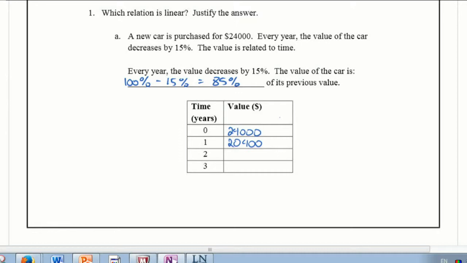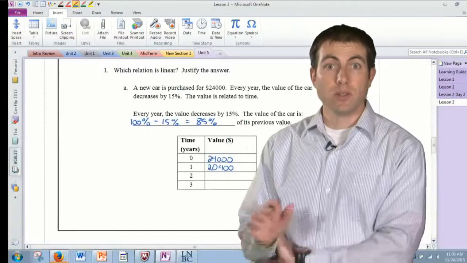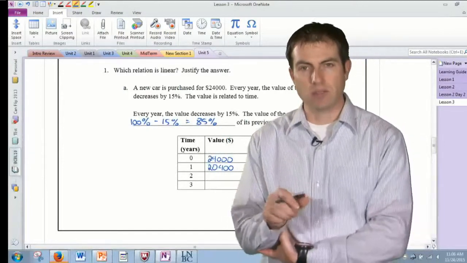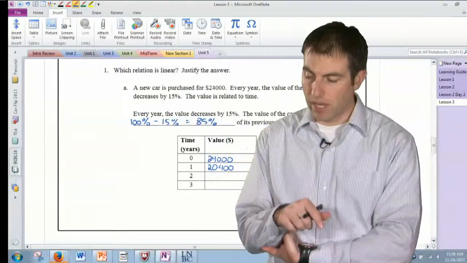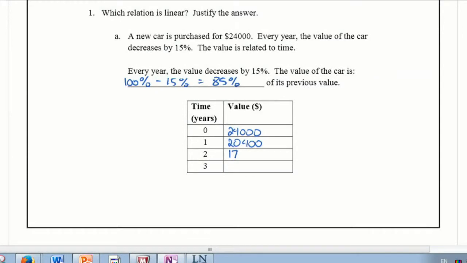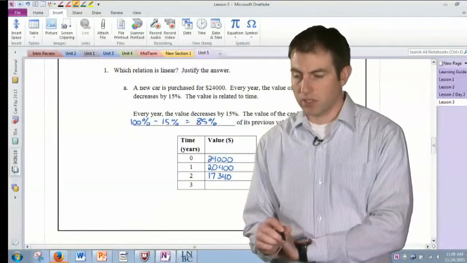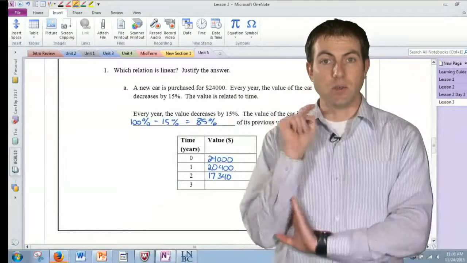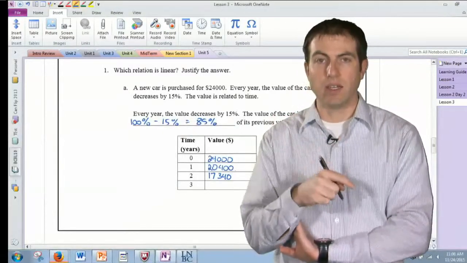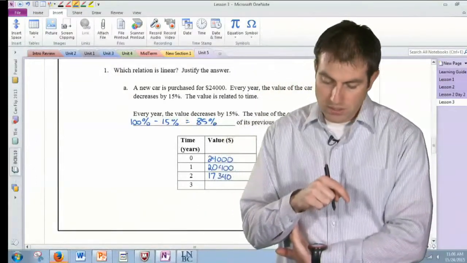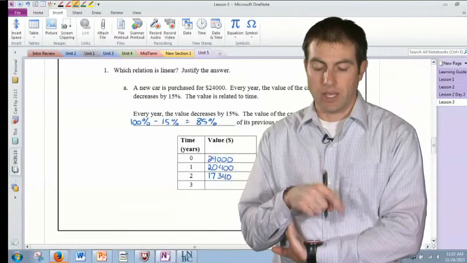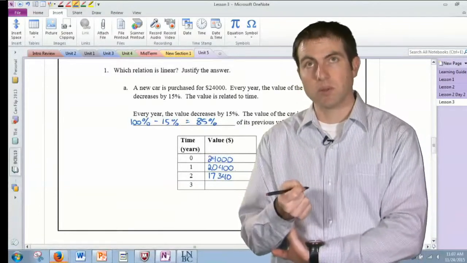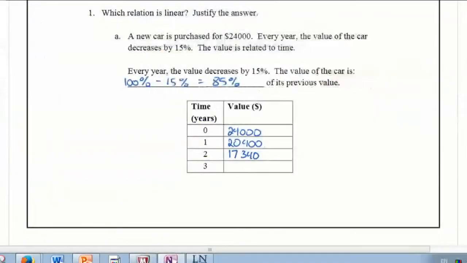Okay. Another year passes. Our car started out at the beginning as 24,000. Our first year passes. We're down to 20,400. Another year passes. We're going to lose an additional 15%. So we're going to start with the 20,400, and we're going to take another 85% of that. And we're going to end up with 17,340. On your calculator, if some of you are actually doing this calculation, sometimes calculators will allow you to just hit equals, and it'll keep doing the same calculation again and again, which is kind of handy in this sort of scenario. So we have 17,340, and then after an additional year, we're going to lose another 15%, so we're going to have 85% of what we started with.